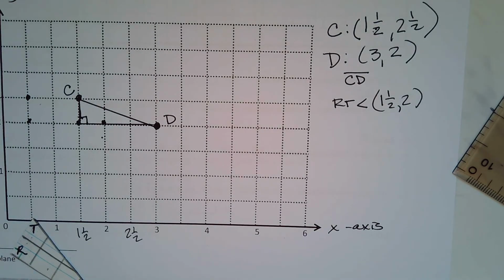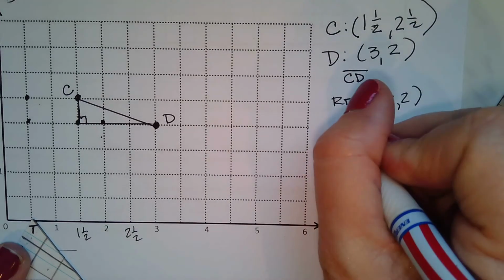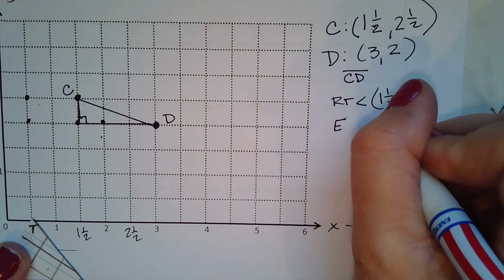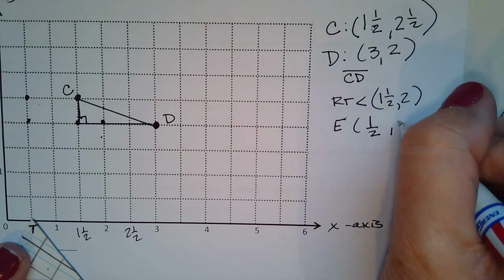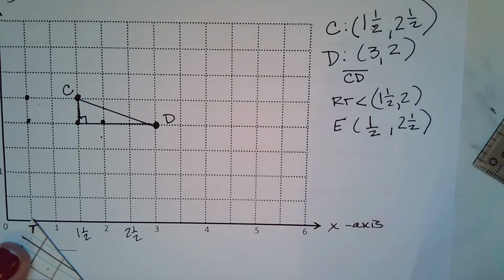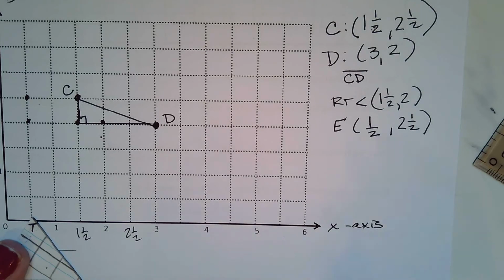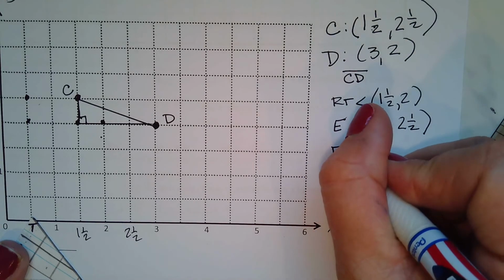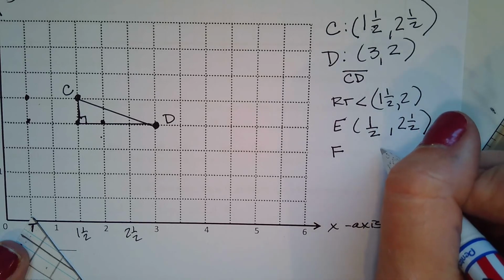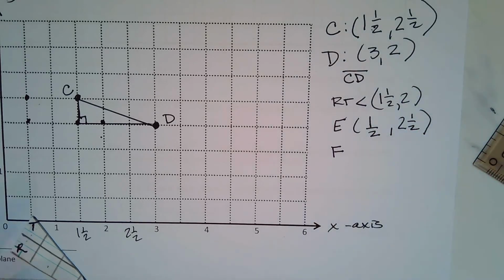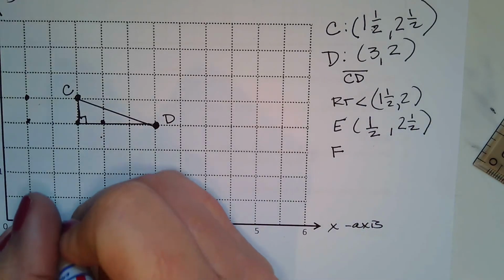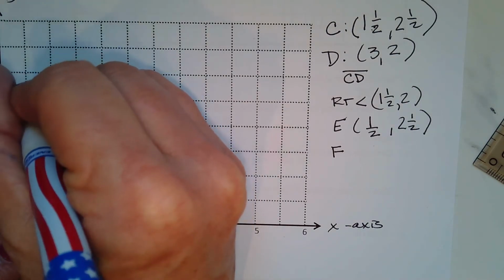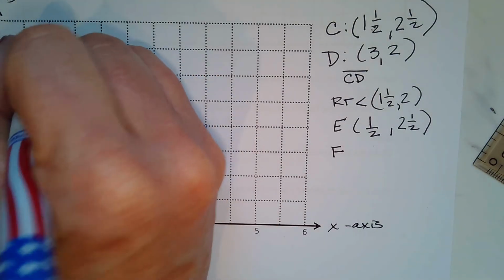Now, I want you to plot point E at 1/2 and 2.5. First plot point E, 1/2 and 2.5. So, okay, that's going to be our point E.